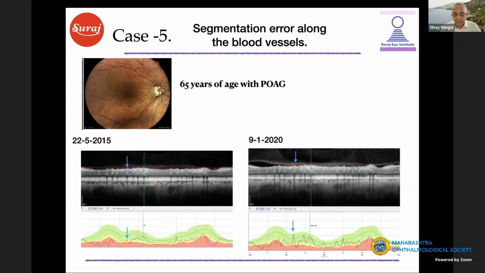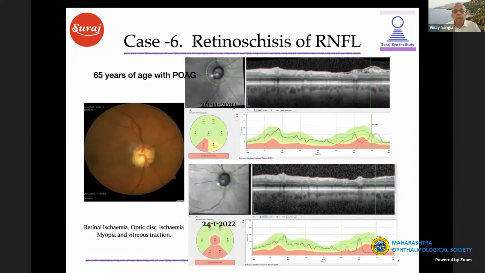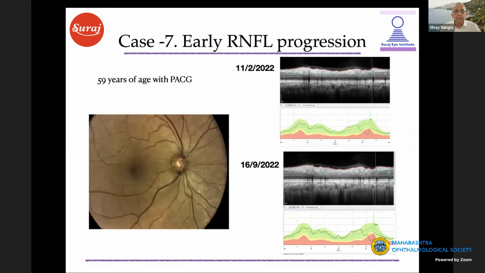And therefore, you get the sensation as if there is thickening. And this is retinoschisis of the retinal nerve fiber layer. The top right shows you the retinoschisis, and it can cause an artifactual thickening. And if you look at the bottom scan, yes, the retinoschisis actually resolved by itself, and that is known to happen. And the retinal nerve fiber layer thickness has decreased actually.